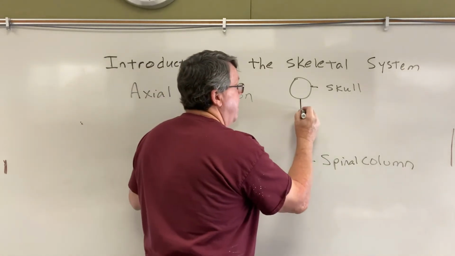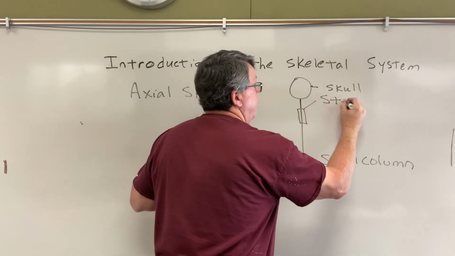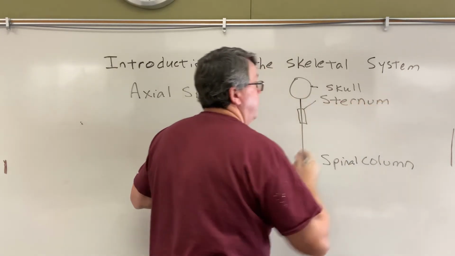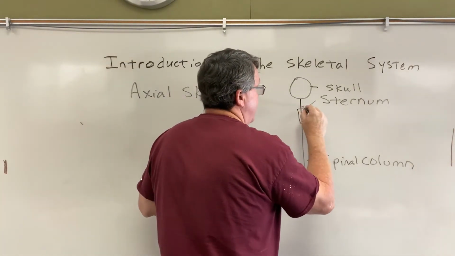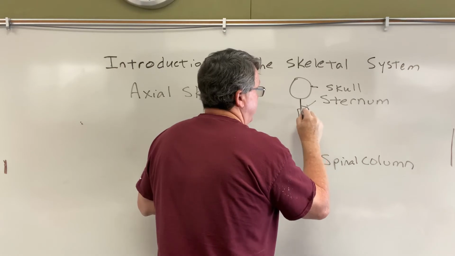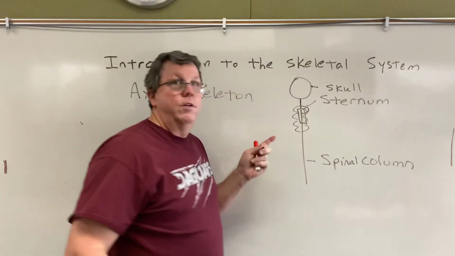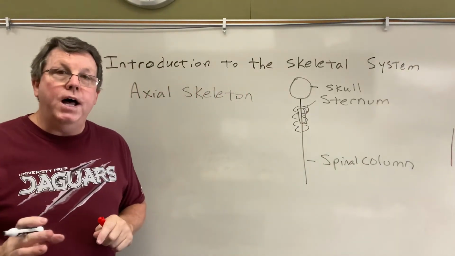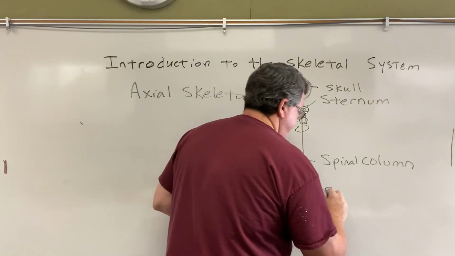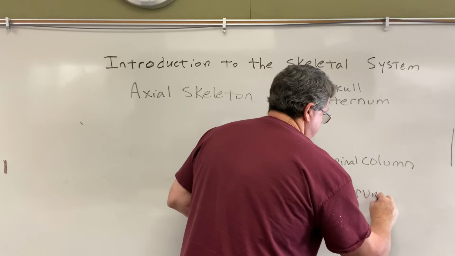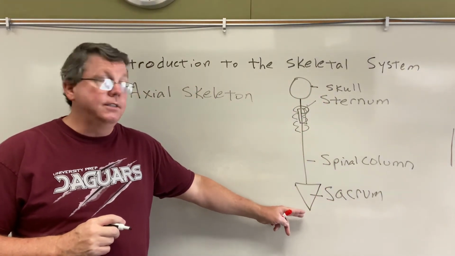So I'm just going to draw that out over in here. This is going to be the sternum. Okay. You also have your ribs. So let me just draw a few ribs coming around here, and a few ribs over here. All right. So we also have our ribs, and then at the bottom we have the sacrum. Okay, so that's going to make up the axial skeleton, are those pieces there.